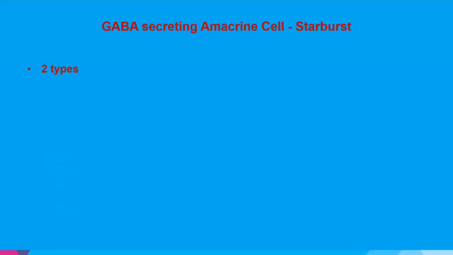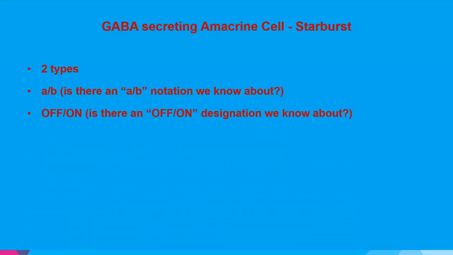There are 2 types of starburst. We're just going to go into it so you get a sense of what it is. There's an A and a B, and now in your head, you should be thinking, well, I know there's an A and B nomenclature we've gone through: sublamina A, sublamina B. It's also off and on. And you're like, wait a minute, you can have an off and on starburst? Okay, cool. Well, there is an off and on designation you know of very well that exists in the IPL.